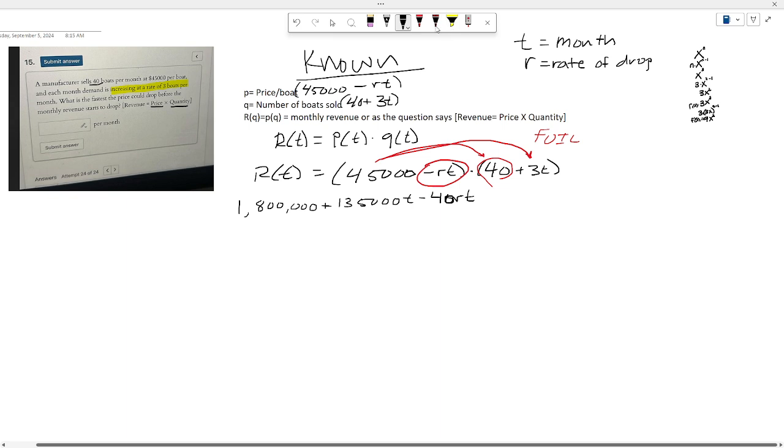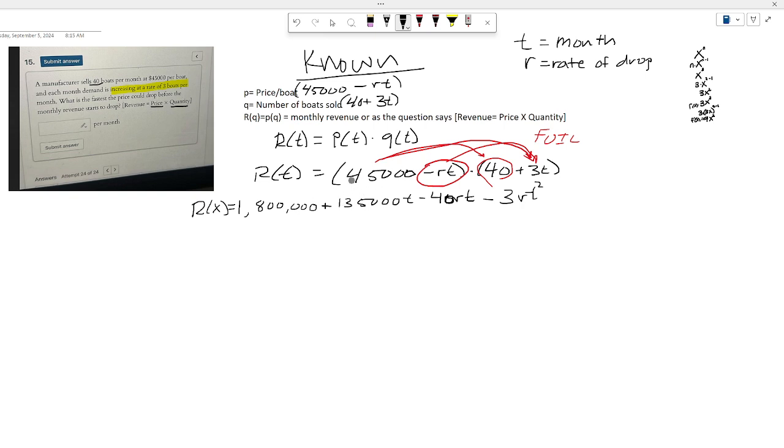Okay, and then the last one is negative R of t times positive 3t, negative 3r t squared, because there's two t's. So this is our new simplified revenue function. Yeah, these two are the same. These two do equal each other. And we're going to manipulate it even further by now taking the derivative. So we're going to be using our power rules we went over earlier.